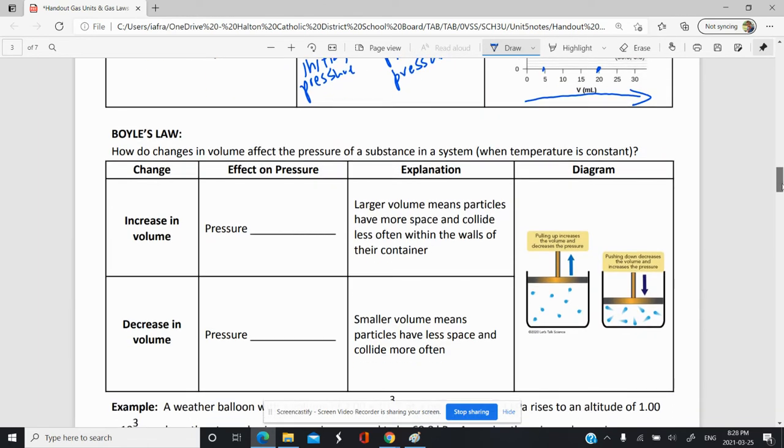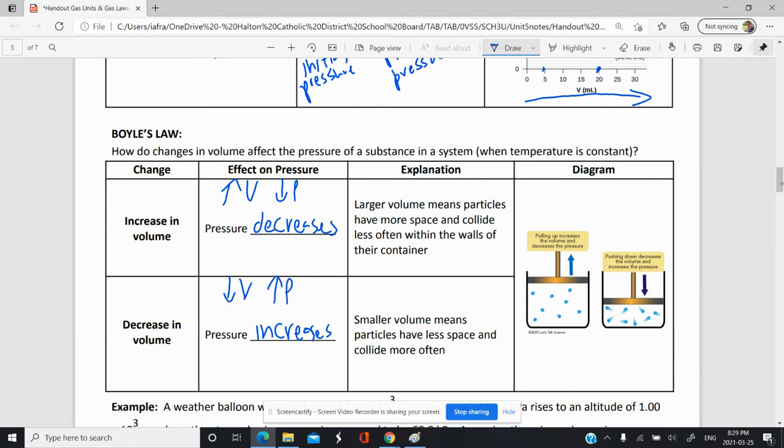So let's take a look at explaining Boyle's Law with the kinetic molecular theory. As we saw, if you increase the volume, then the pressure will decrease because they are inversely proportional to each other. Increase volume, pressure goes down. If you decrease the volume, then you increase the pressure. You decrease volume, pressure goes up. And why is all this?